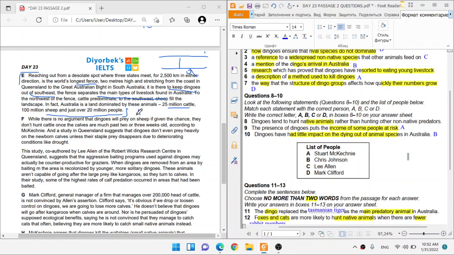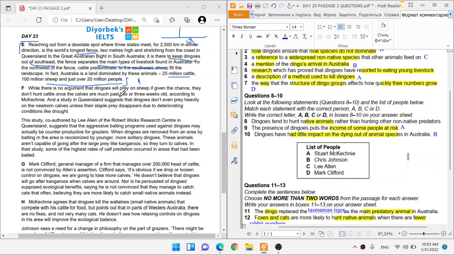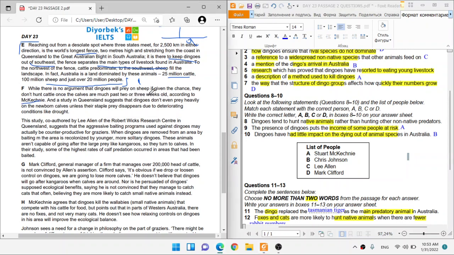All right. So I don't have any of the names yet. While there is no argument that dingoes will prey on sheep if given the choice, they don't hunt cattle once the calves are much past 2 or 3 weeks old, according to McKinney. McKinney is saying because sheep are smaller, they eat sheep, but once cattle are 2 or 3 weeks old, they cannot hunt them. A study in Queensland suggests that dingoes don't even prey heavily on the newborn calves unless their staple prey disappears due to deteriorating conditions like drought.